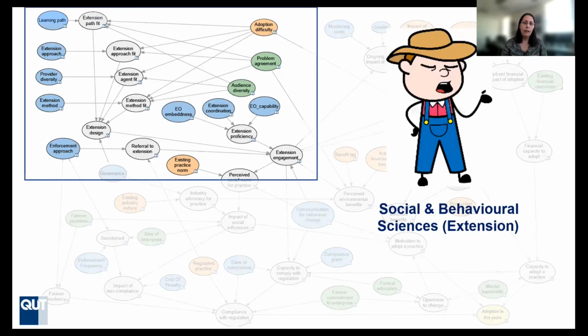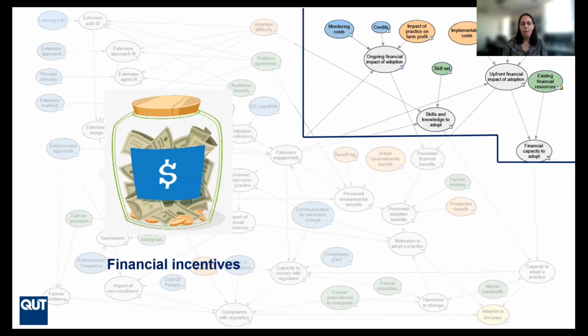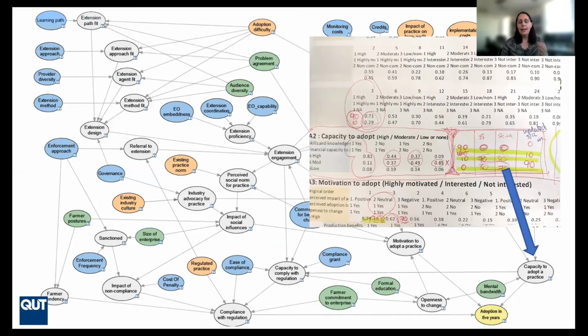This top corner here, we look at our social and behavioural sciences, so our extension programs. We have all of our regulation components in there, our different financial instruments and some things to do with them. And the take-home message here is that all of those values from all of those different areas, we populate those CPTs using the values that the experts gave us in that facilitated process.